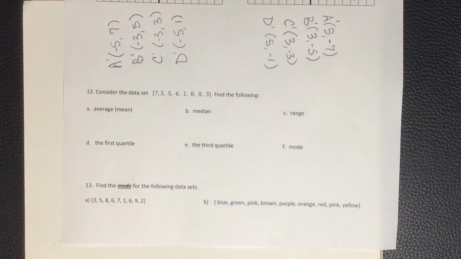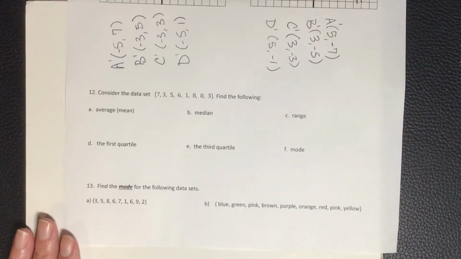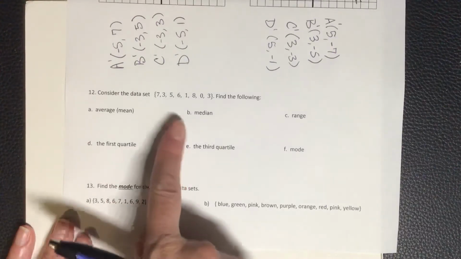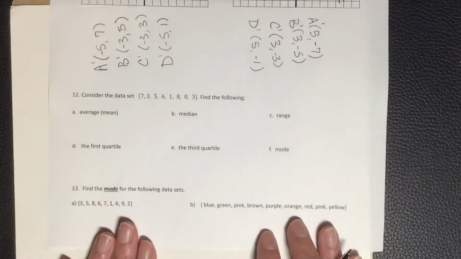Okay, now we're looking at number 12 and 13 on the review. For number 12, we're asked to find several things about the data. Now, in order to find most of these, the quartiles and the median, we need our data to be in order. All right, so I'm going to try to list this from least to greatest.